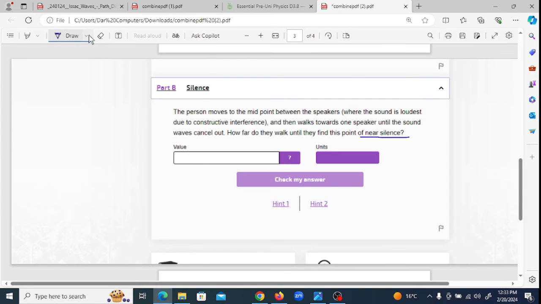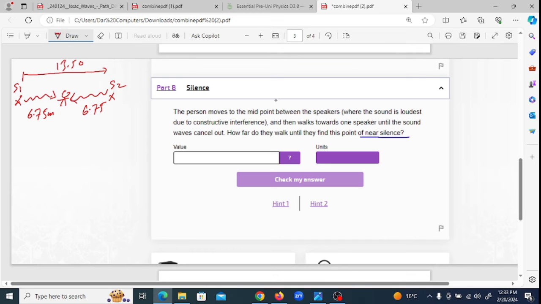For example, I draw the diagram again: speaker S1 and speaker S2. The person is exactly at the middle point. If the person is exactly at the middle point, there is no path difference between the rays from S1 and S2, because both rays have to cover 6.75 meters, since the total distance between S1 and S2 is 13.50. So the midpoint is exactly at 6.75.